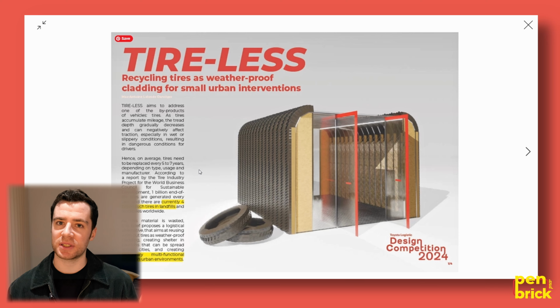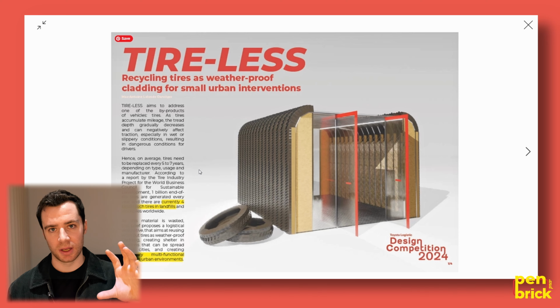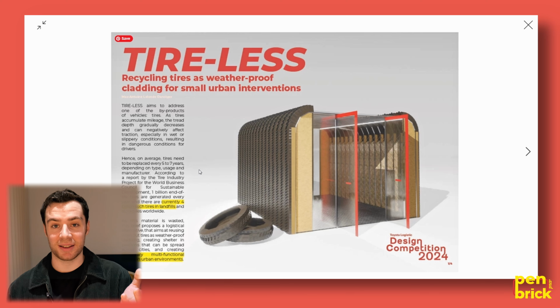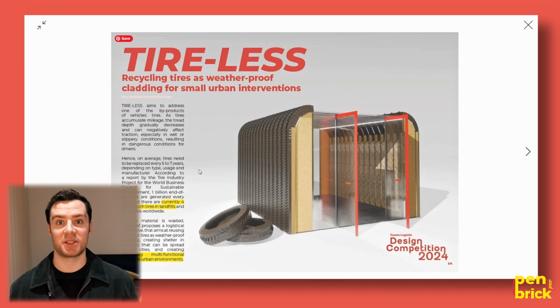This competition was for the Toyota Logistics 2024 competition, and my approach was very architectural. What I wanted to look at is something that rethinks the logistics of a system, and in this case it is rethinking the logistical system behind how we throw away our used tires. There are about 4 billion tires worldwide currently in landfills, and I wanted to find a way to use those tires as a form of cladding for temporary structures.